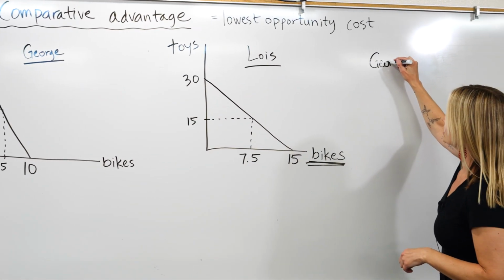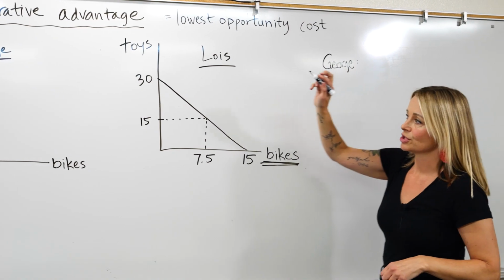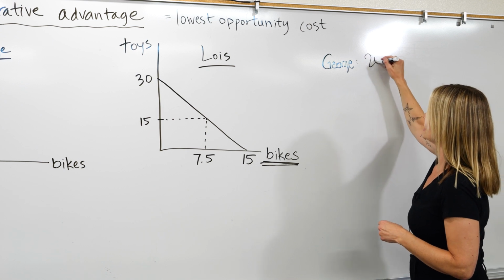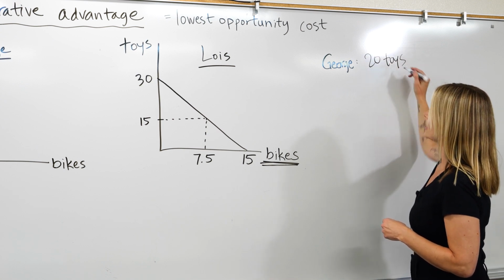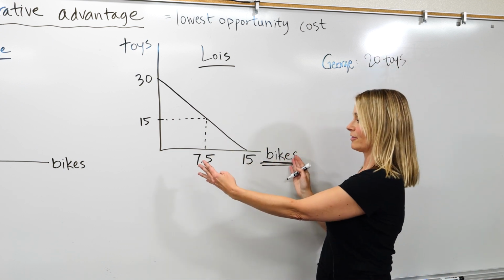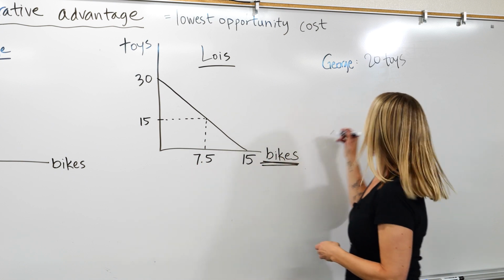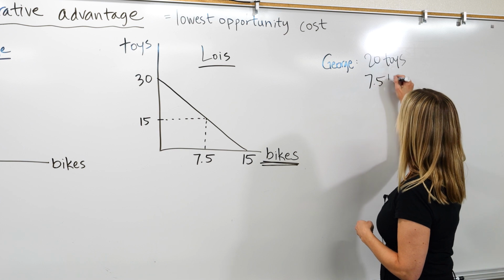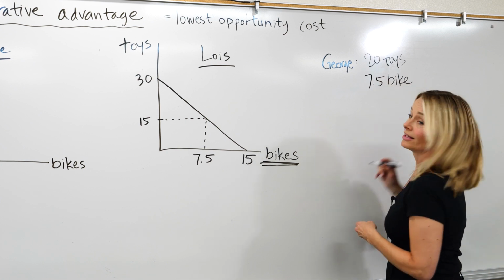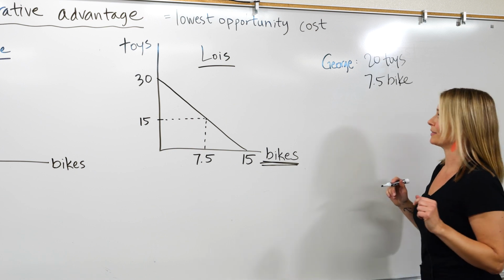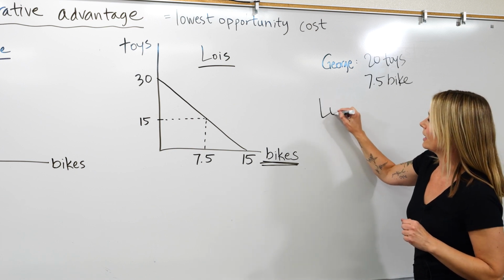So George, he is going to make his 40 toys, but he's going to give half of them away. So he's going to end up with 20 toys. And for that, he gets half of the bikes. So he's going to get 7.5 bikes. I'm not really sure what that looks like. Maybe it's 7 bikes and a unicycle. But we'll say 7.5 bikes. It's okay.